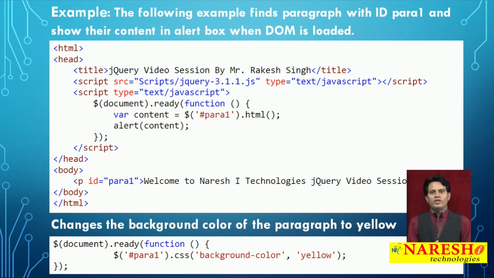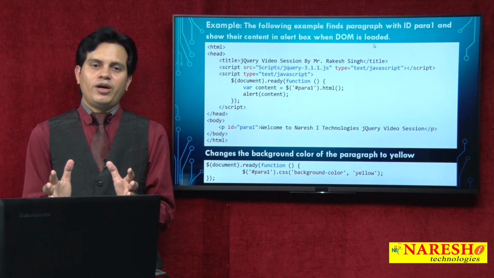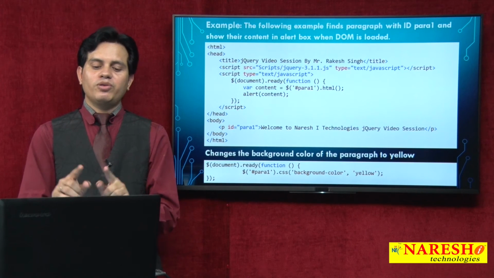Now let us implement jQuery ID selectors practically in our JavaScript program with jQuery functionality. Example number 1. The following example finds the paragraph with ID called para1. It is going to find one paragraph which uses an ID of para1 and show its content in the alert box when the DOM is loaded. So as soon as the DOM is loaded, whatever the content of the paragraph with ID para1 is, that must be displayed in the alert box.